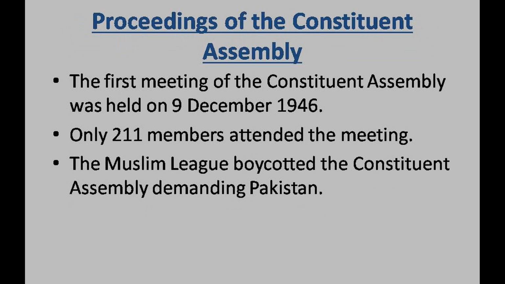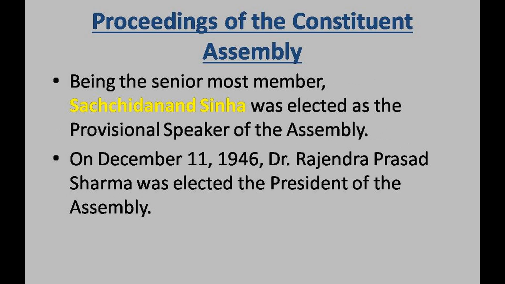Proceedings of the Constituent Assembly. The first meeting of the Constituent Assembly was held on 9 December 1946. Only 211 members attended the meeting. The Muslim League boycotted the Constituent Assembly, demanding Pakistan. Being the senior most member, Sachchidananda Sinha was elected as the provisional speaker of the Assembly.